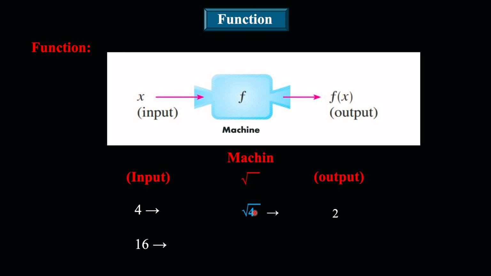Let's do it. The square root, so 4 is the input, square root is your machine, your function. So the square root of 4 is 2, your output. Okay, and doing the same for 16, so the square root of 16 is 4.